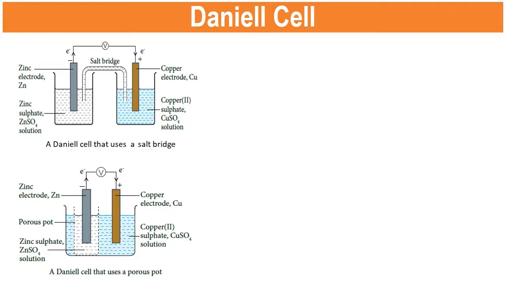Zinc will become the negative terminal, while copper will become the positive terminal. It is written here, no need to write it again. So basically, the process is the same for both simple cells and Daniell cells. Okay, let us look at the theory.